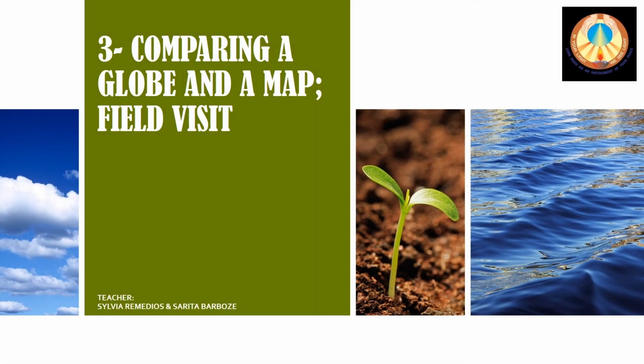Class 6th Geography. Lesson number 3, Comparing a Globe and a Map. Field visits. Students, we have seen how meridians and parallels are drawn on a globe. We have also learnt how they are used to determine the location. Let us revise it.